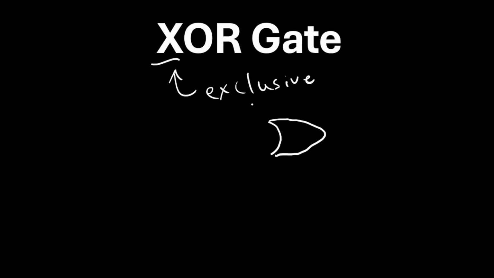Now a trickier one, exclusive OR. Exclusive OR is just like OR, except it's only one of them. So here's our OR gate, and to make it exclusive, we put that curve in front of it. All right, make a truth table.